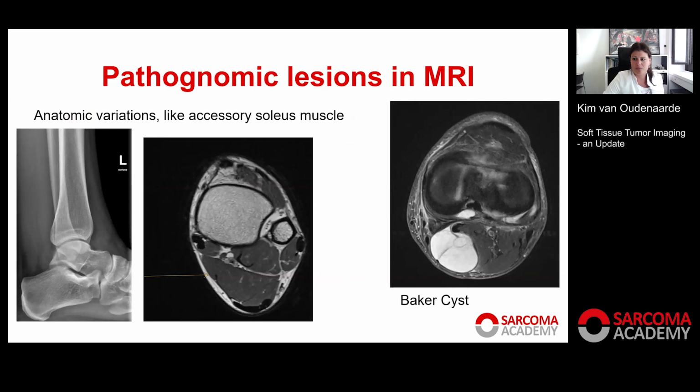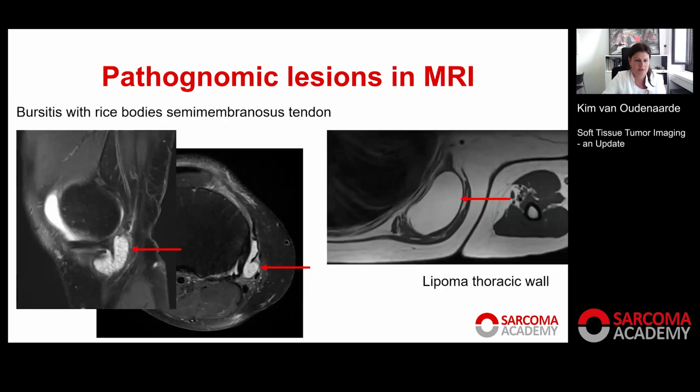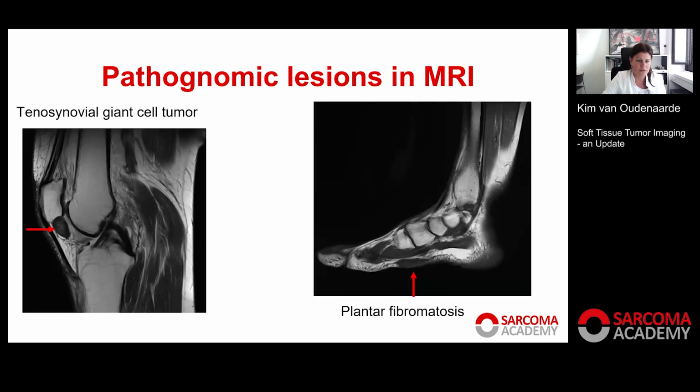So I've got some quick examples for you where no biopsy is needed, like anatomical variations, accessory soleus muscle, could feel like a tumor, Baker cyst. So the bursitis with rice bodies in the semimembranosus tendon surrounding the tendon, typical lipomas here of the thoracic wall, the giant cell tumor intraarticular in the knee joint, the plantar fibromatosis. These are all lesions where actually no biopsy is needed because it's pretty clear what it is from the imaging perspective.